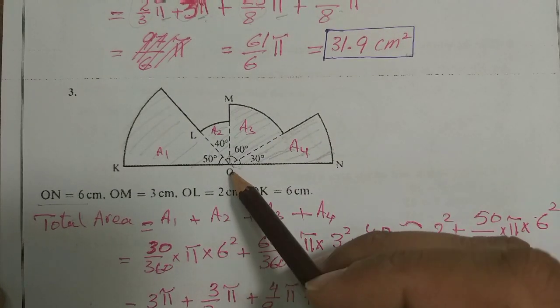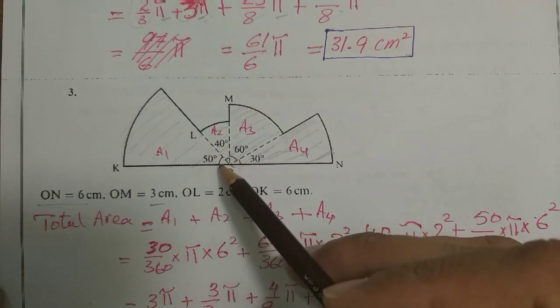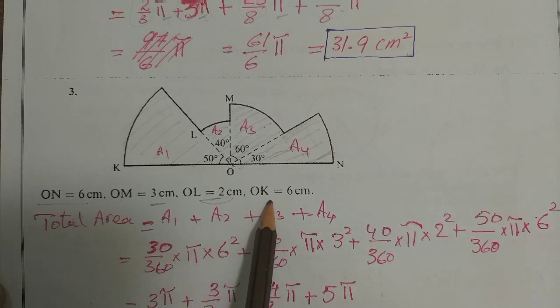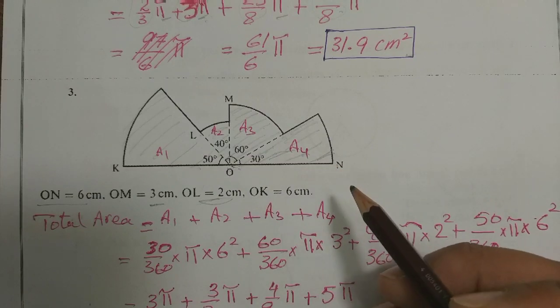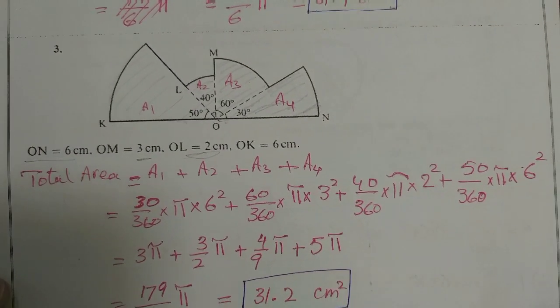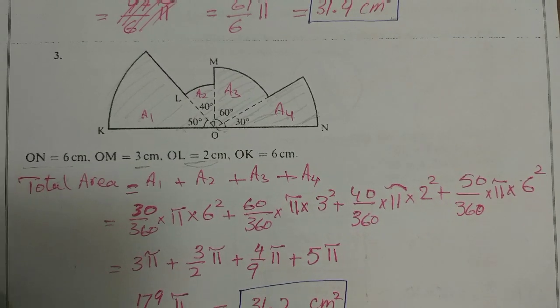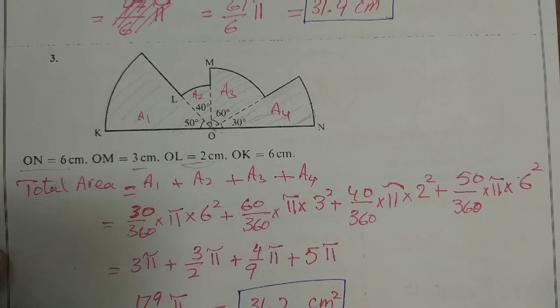We are given O to M equal to 3 centimeters, O to L equal to 2 centimeters, and O to K equal to again 6 centimeters. So it means this is O to N. Again for the total area, I'm writing the formula. Please, I'm repeating again and again: remember the arc length formula and the area of sector formula, then it's easy for you to simplify.